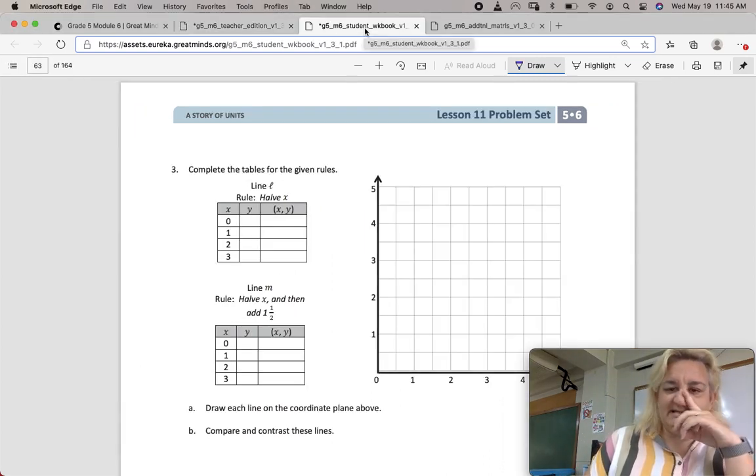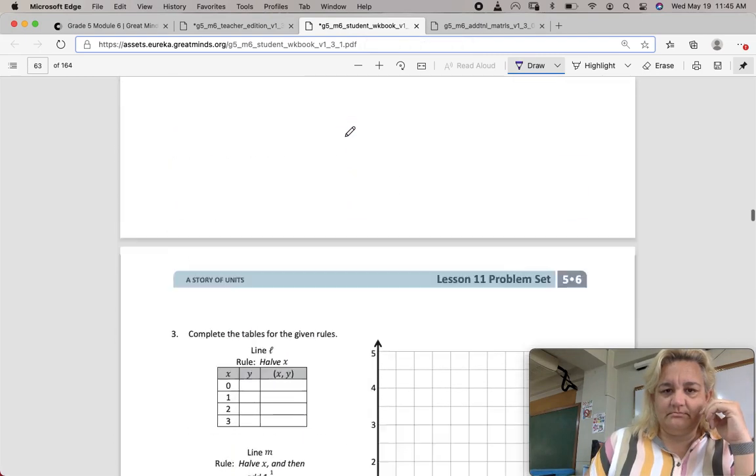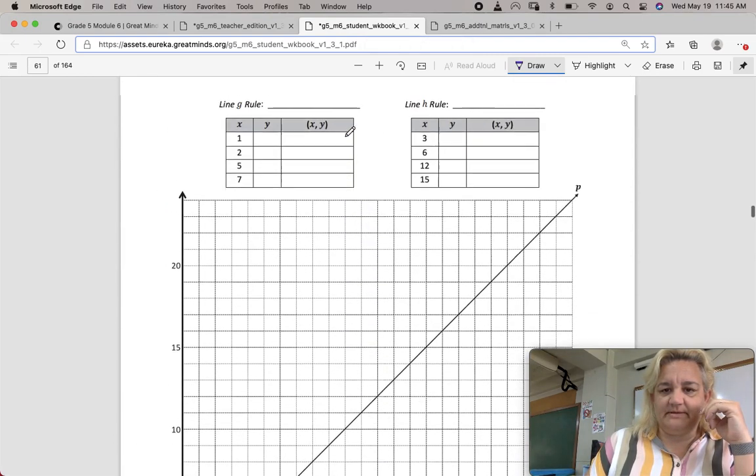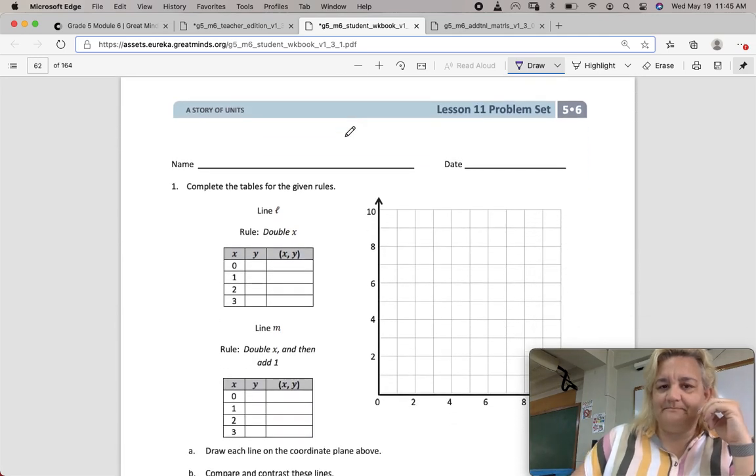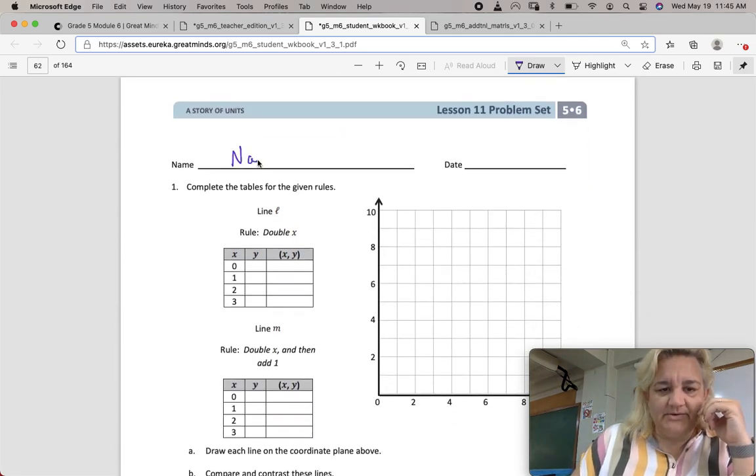Okay, so please go to your problem set. Oop, I went too many pages. There we go. Okay, write your name on the top. And let's go through this.